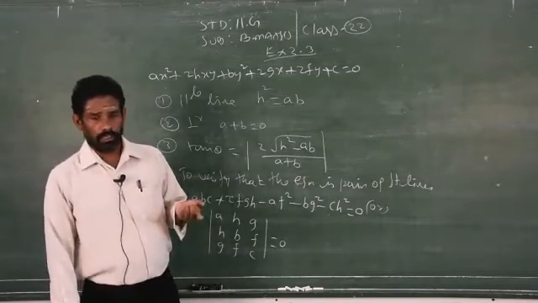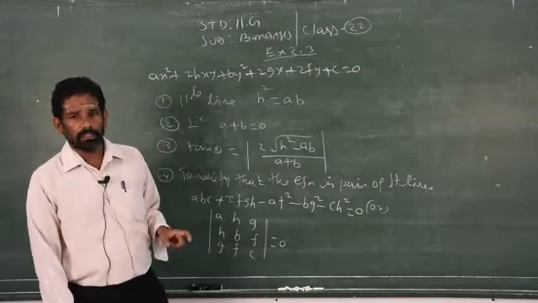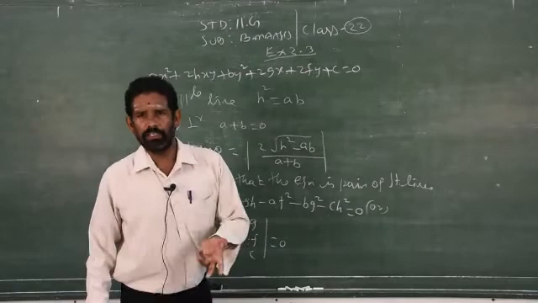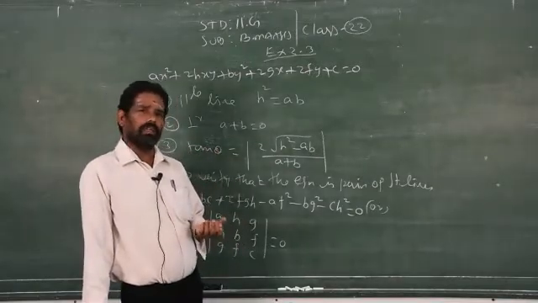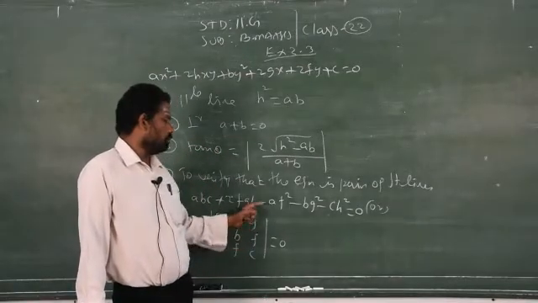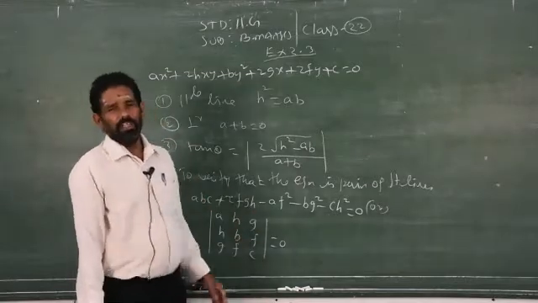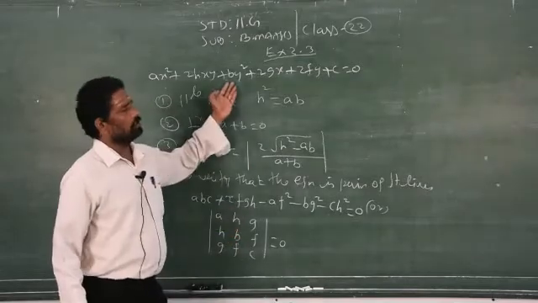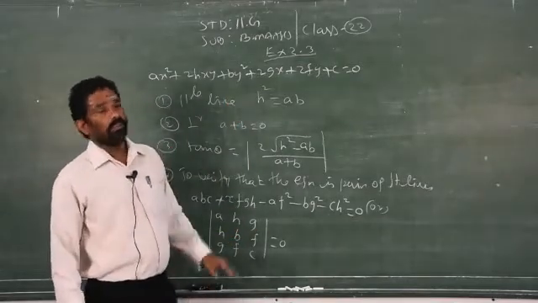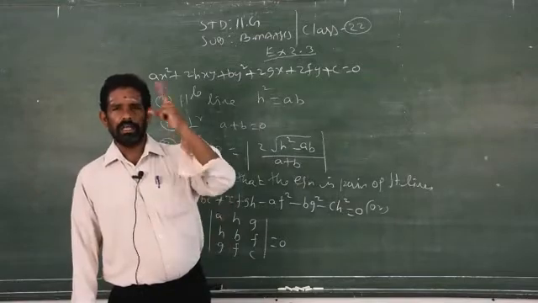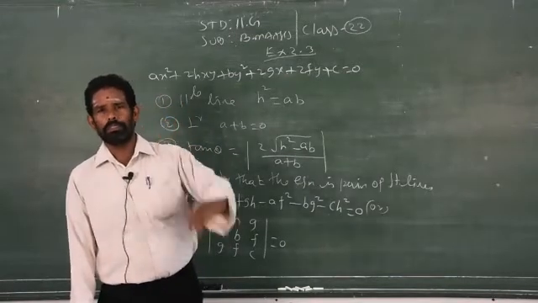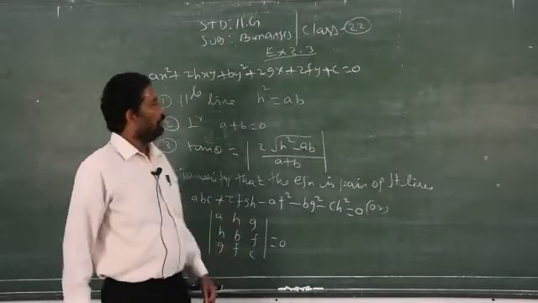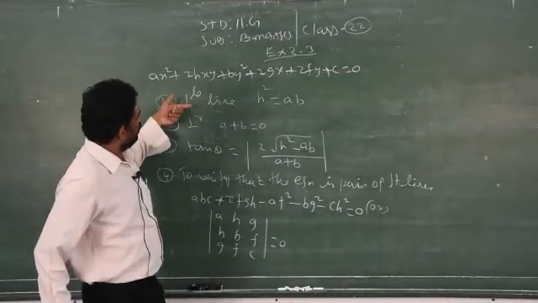First you have to check whether the given equation is a pair of straight lines or not. How do you check? By using any one of these two formulas, that is your wish. After finding out whether it is a pair of straight lines or not, if it is, then as I said very clearly, there are only two possibilities, either intersecting lines or parallel lines. That is, perpendicular or parallel.